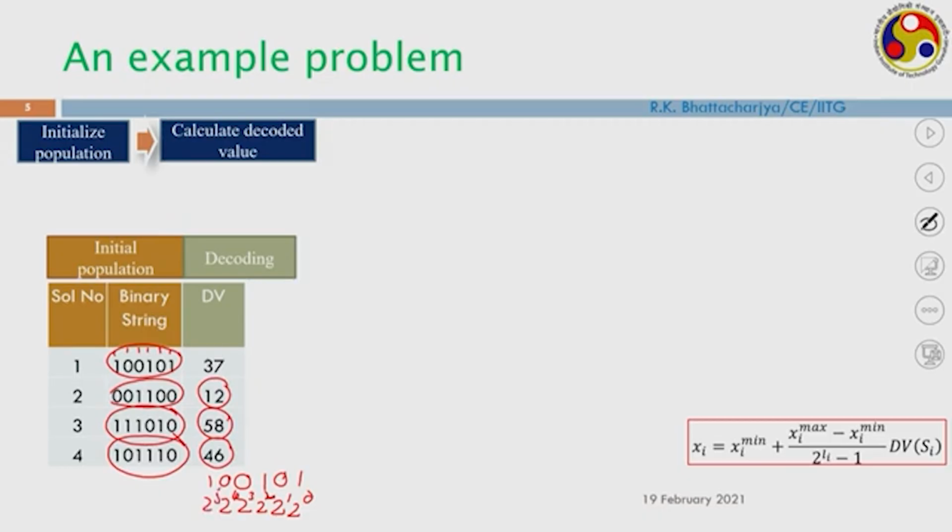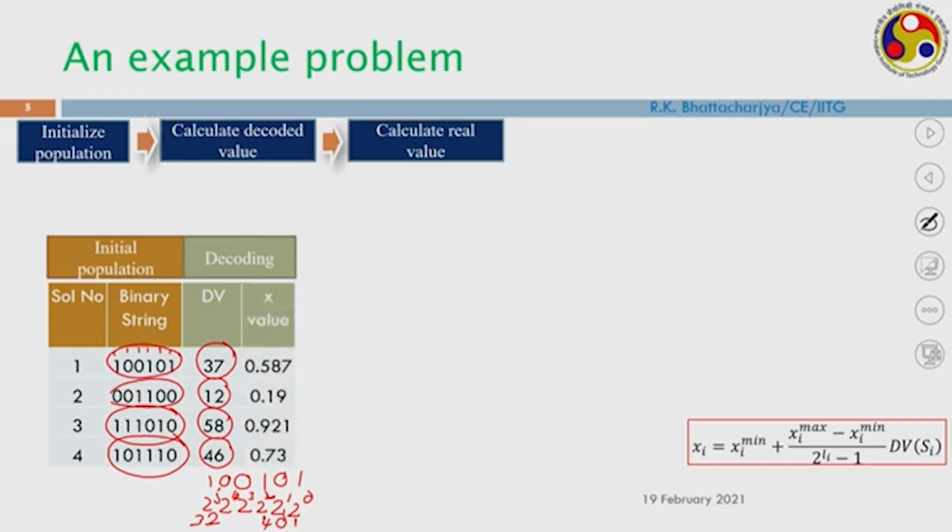So, 2 to the power 0 means this is 1, and then this is 0 because the bit is 0, then this is 4, and these two are 0, and this is 32. So, you are getting 32 plus 4, 36, plus 1. So, we are getting 37. Similarly, you can calculate the decoded value for solution 2, that is coming 12, then for 3 this is 58, and for 4 this is 46.